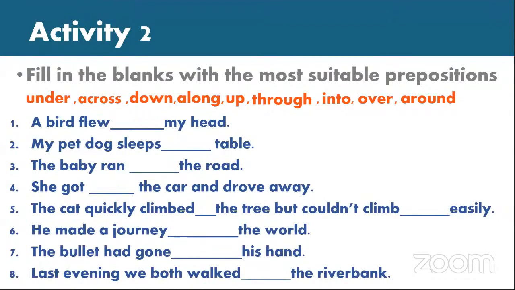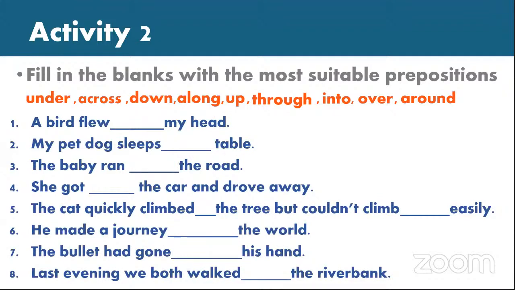Okay, I'm happy that you have got the idea. Let's move on to the sixth one. He made a journey blank the world. Yes, around. Who gave the answer correctly? Yes, Saubhagya, you are correct. Kavisha, Nisal, Viduni, you all are correct. He made a journey around the world. Good. Move on to the seventh.